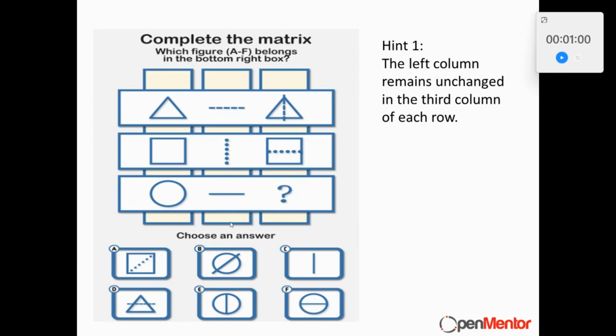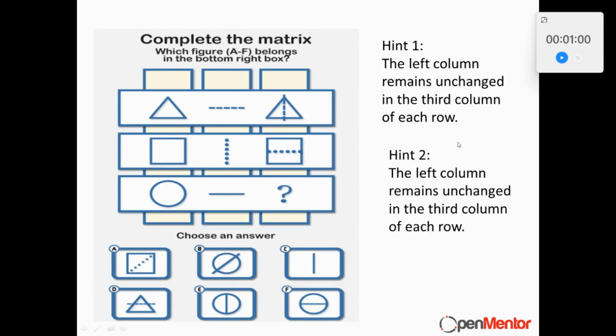Now we know that we have to only choose circle here. So we are eliminating this, we are eliminating this, and we are eliminating this. We have to now consider B, E and F only, because the right side it is only circle. Now I have to find out whether I have to do this way or this way or which way. Let me just see hint 2.